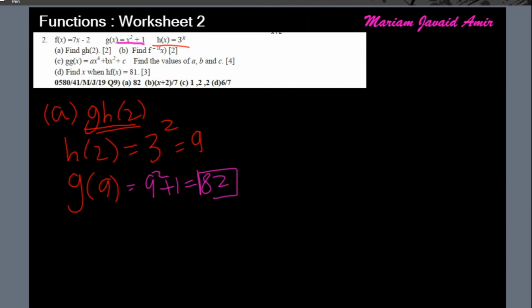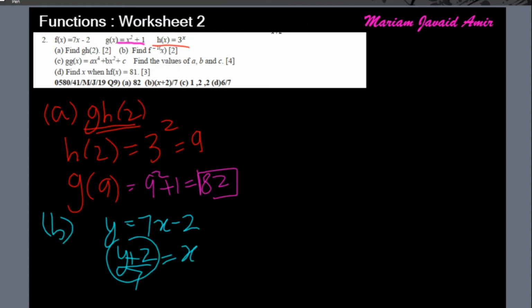Part B says find f inverse of x. For that, write y is equals to fx, then make x the subject, so y plus 2 over 7 is equals to x. This is your answer of f inverse of x, but change y to x.